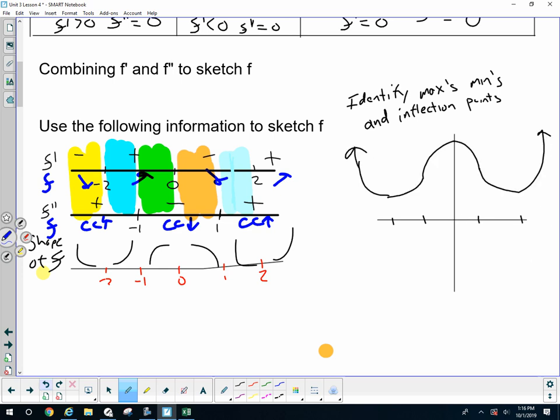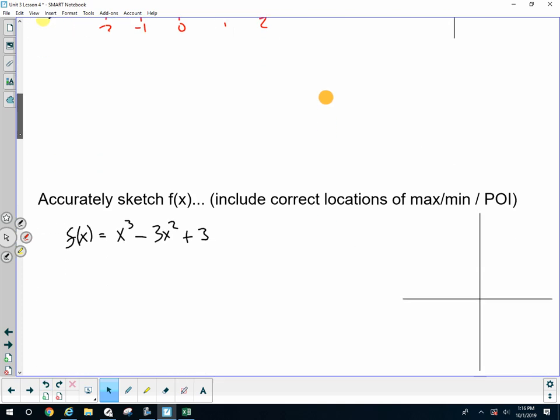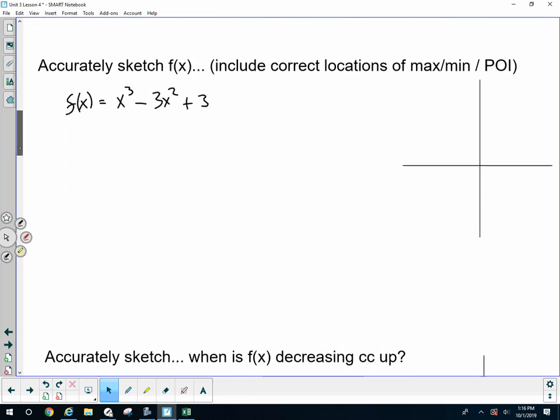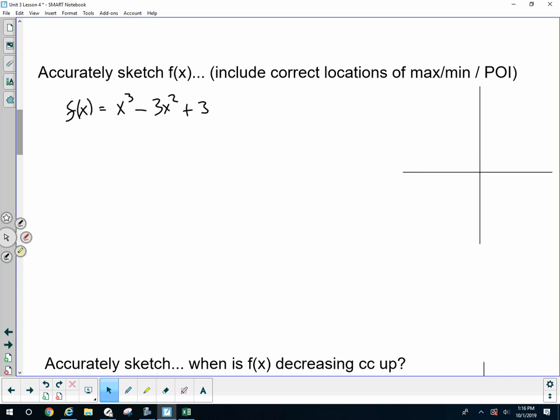Okay? So, I'm only going to do this once, because then we'll just focus on different questions that you'd see on quizzes and on tests. Here's the function. Accurately sketch this function. Let's first start by finding and understanding the shape of the function. But then we'll do one more thing to give us a better, accurate sketch of the function.